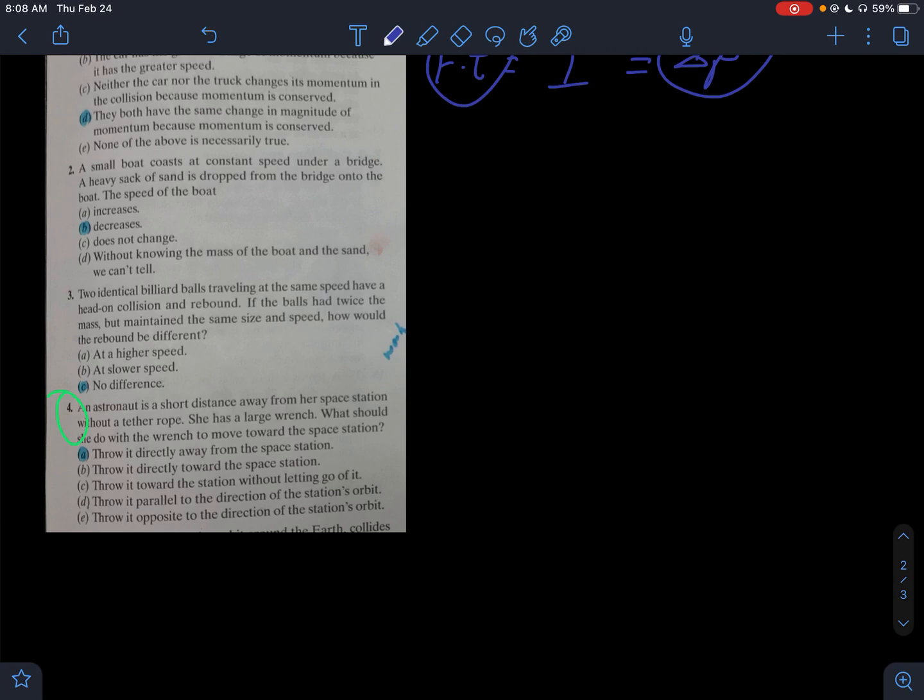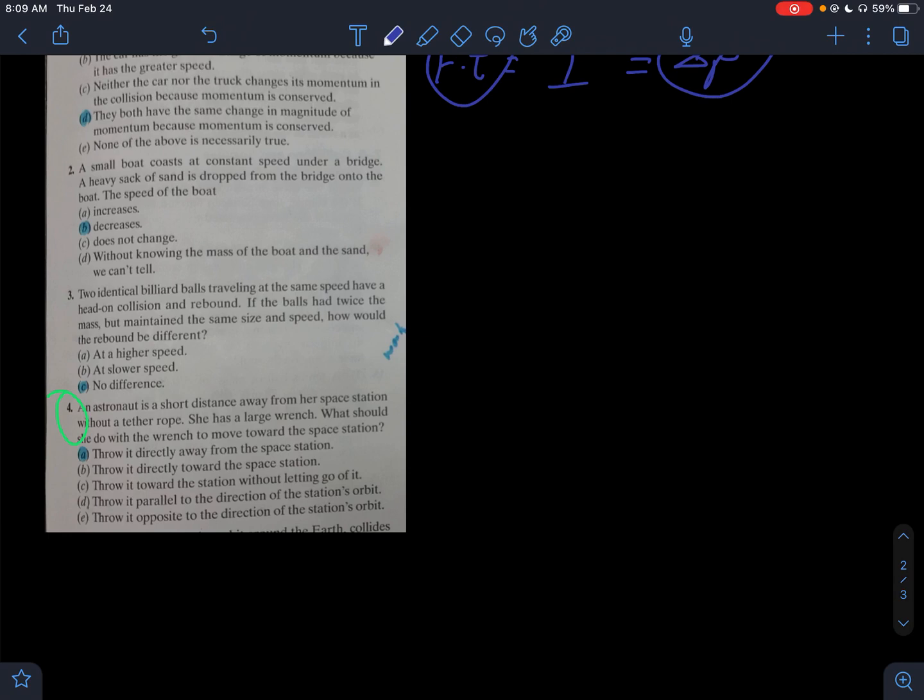Because again, it's kind of like that boy and boat problem earlier. Since nothing is moving in the beginning, the momentum's 0. That means the velocities have to be in opposite directions, or the momentums need to be in opposite directions. If she threw it towards the space station in choice B, she would go away from the space station. It's not what she's looking to do.